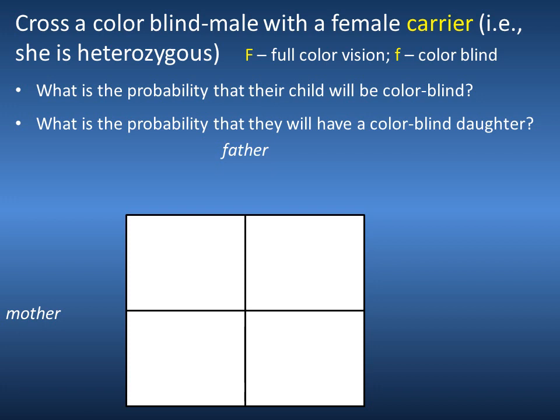Okay, so the first thing you want to do in any sex-linked cross is denote the father and the mother. So place the correct identity of the chromosomes on the Punnett square, the X and Y for the father and the X for the mother. And then go ahead and fill out the Punnett square using the X's and the Y's.